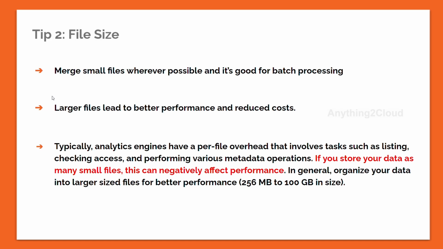The next tip is on file size. Merge small files wherever possible, which is good for batch processing. Large files lead to better performance and reduce cost. Typically, analytic engines have a per file overhead that involves tasks such as listing, checking access, and performing various metadata operations. So if you store your data as many small files, this can negatively affect performance. In general, organize your data into larger files for better performance.